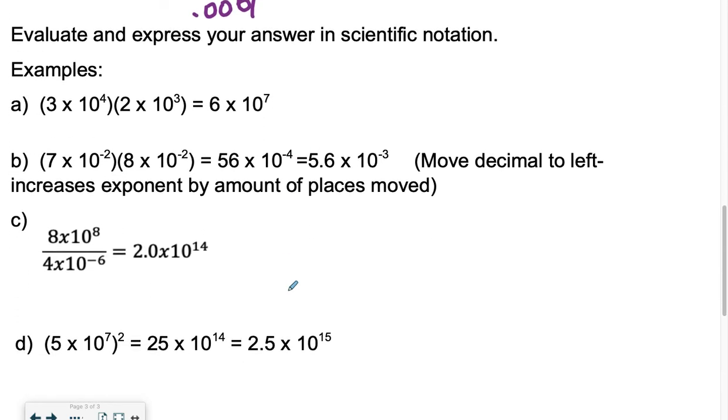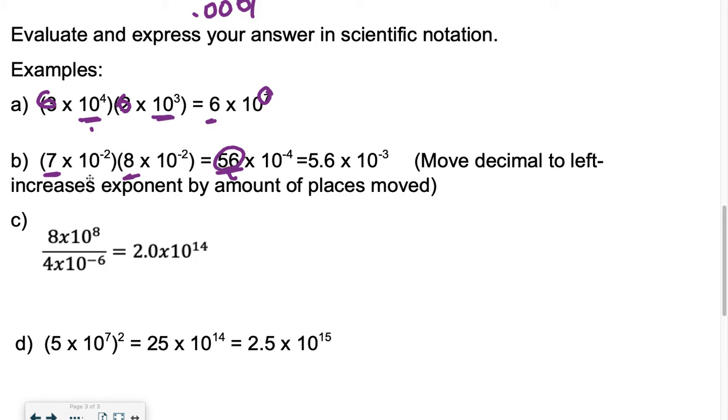We can use our exponent rules that I went over in the last lessons to evaluate expressions involving scientific notation. So in this first problem, what happened was the 3 and the 2 were multiplied to give us 6. And because we're multiplying bases that are the same, we add our exponents. Here the 7 and the 8 was multiplied to give us 56. Now remember, 56 is not good for scientific notation because we need it to be a number between 1 and 9 in front, so we'll fix that.